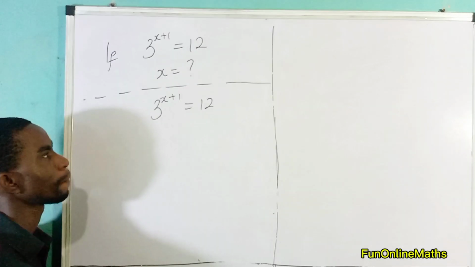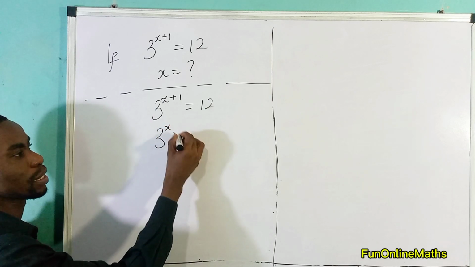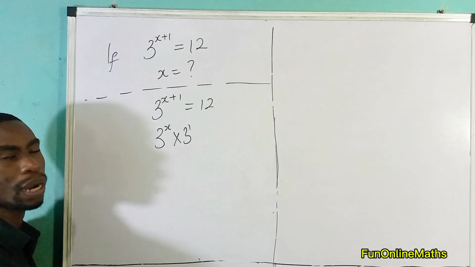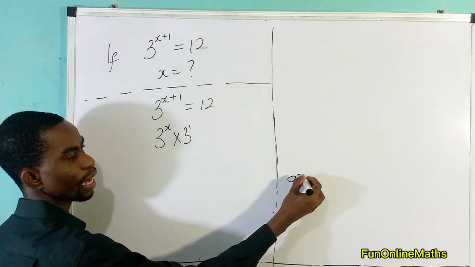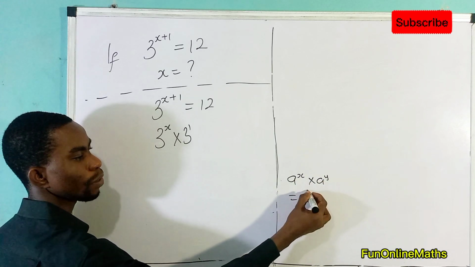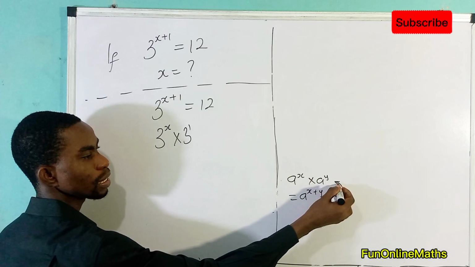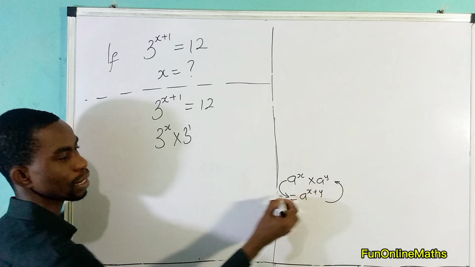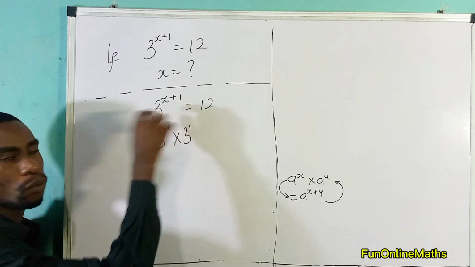It's an index form. It's the same thing as 3 to the power of x times 3 to the power of 1. Why is that? When you have a to the power of x times a to the power of y, it's the same thing as a to the power of x plus y. So this can also be rewritten as this, same way this can be written as this. So this is 3 to the power of x times 3 to the power of 1.